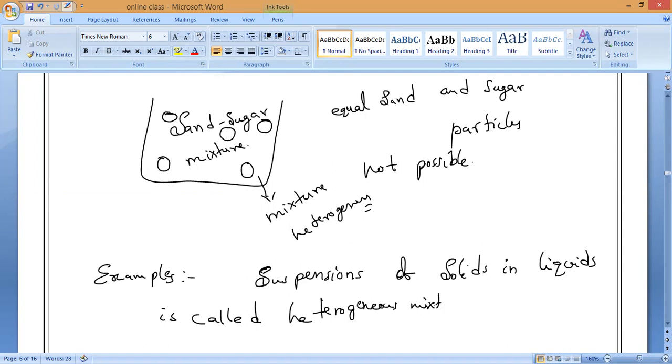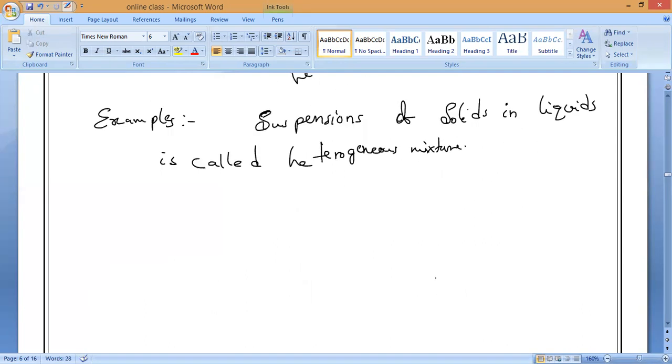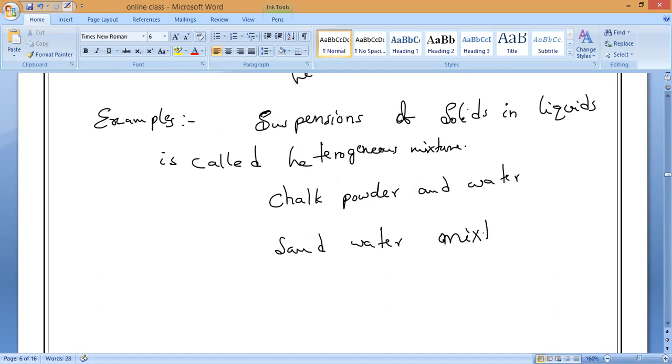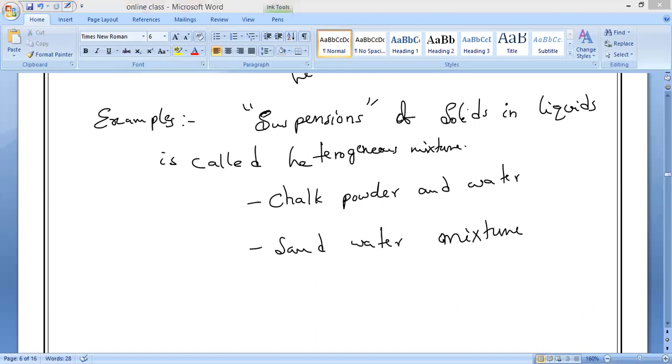So what is an example of a suspension? Chalk powder in water, or a sand and water mixture. Is it okay, guys? Yes, sir. So the examples of suspensions are chalk powder and water, or sand and water.